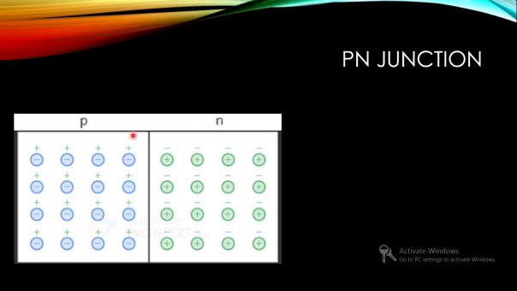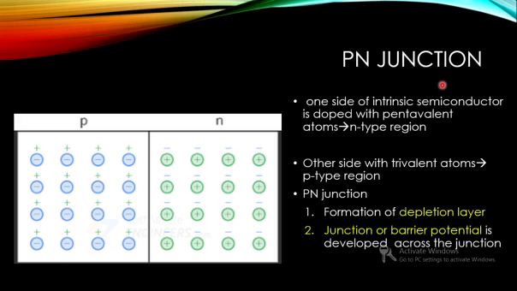So can we bring these p-type and n-type materials together? That is the next question. Such a device is called a p-n junction. That is possible if you dope one side of the intrinsic semiconductor with a pentavalent atom and the other side with a trivalent atom, then you will get n-type on one side and p-type on the other side.